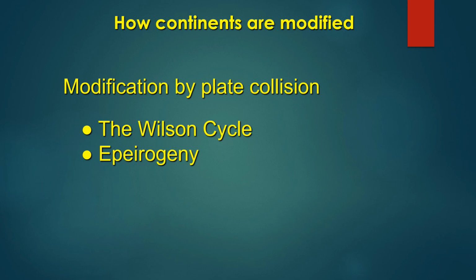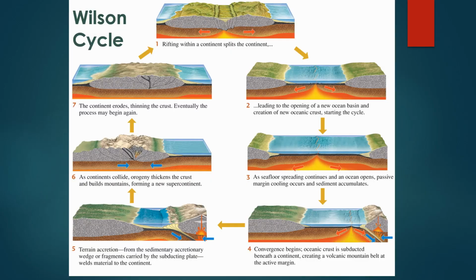After talking about where continents come from and how continents grow, now let's see how we got the continent that we see today. What processes are modifying the continent? There are two mechanisms modifying the continent, the Wilson cycle and epeirogeny. The Wilson cycle describes the plate tectonic movements that open and close oceanic basins and their effects on the continent.